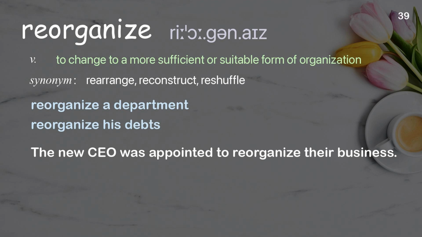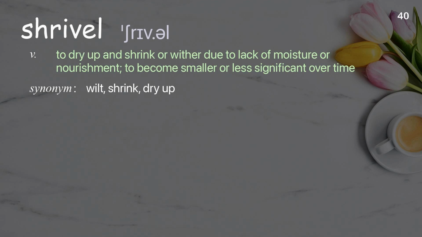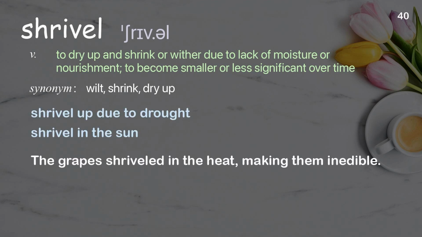business. Shrivel. To dry up and shrink or wither due to lack of moisture or nourishment. To become smaller or less significant over time. Examples: Shrivel up due to drought. Shrivel in the sun. The grapes shriveled in the heat, making them inedible.